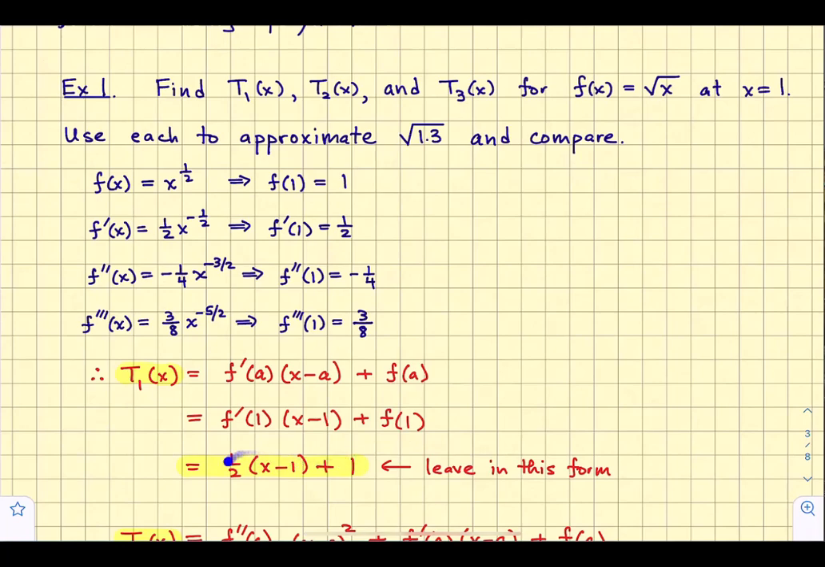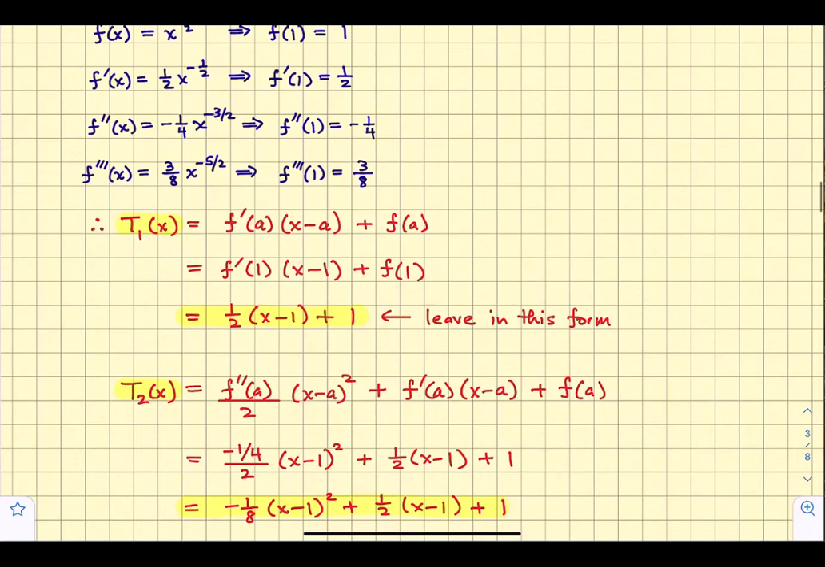When we go to find T2, we just follow the formula, which is f double prime at a over 2 factorial times x minus a squared, plus f prime at a times x minus a, plus f of a. My a is 1, so everywhere I see an a, I'll put a 1. I already computed f double prime at 1 was negative 1/4, f prime at 1 was 1/2, f at 1 was 1. Now I'll simplify that just a little bit, but I'm not going to multiply this out. This is a perfectly good form to leave it in. And notice this is a second degree polynomial. This was a first degree polynomial.